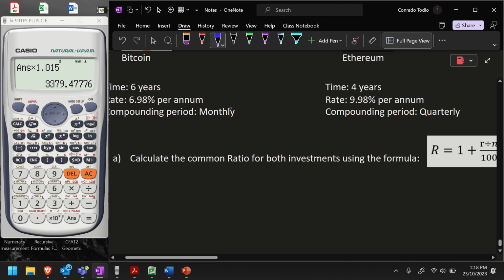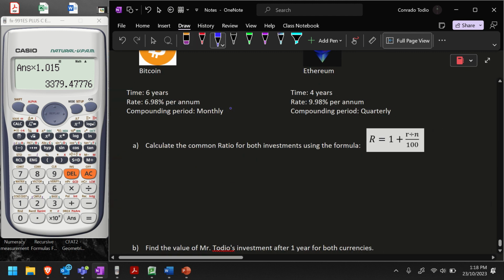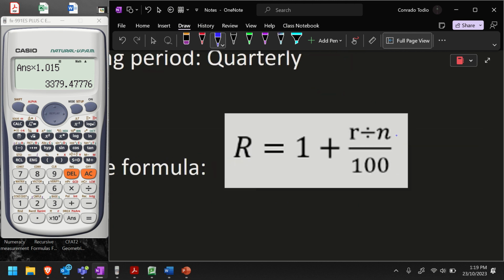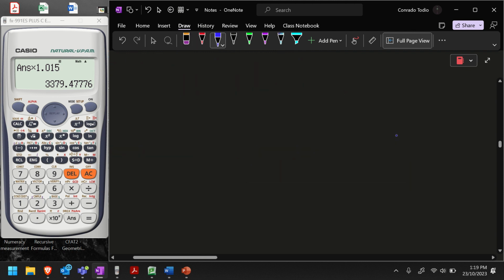All right, so for the first question, here we're asked to find the common ratio for both of them using that formula that we just learnt today. The only thing we've included now is that divided by n, because you're compounding more than once per year. So, where'd it go? It disappeared.